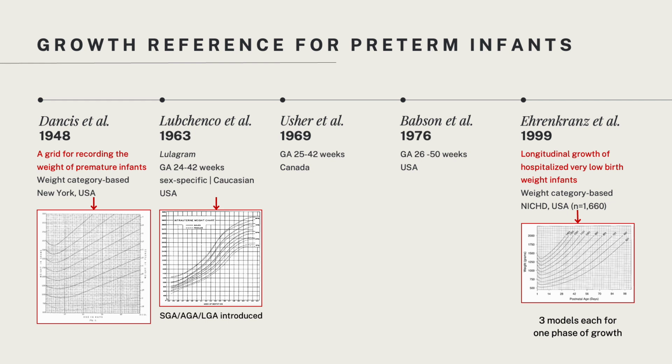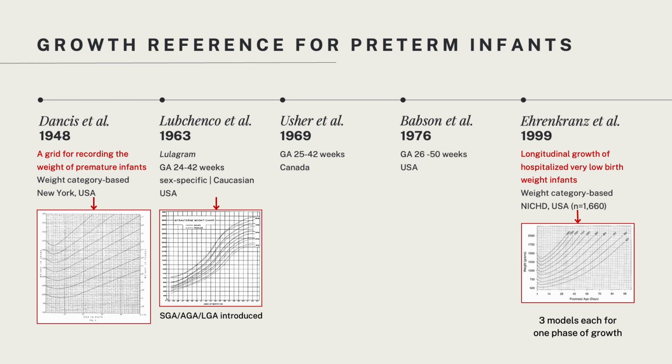The chart on the left side was published in 1948. This was the first chart for preterm infants that I could find in the literature, although the paper mentioned two other charts that it compared itself to. One was also from New York, and the other one was from Boston. This was a weight category-based postnatal chart covering birth weight between 1,000 and 2,500 grams.